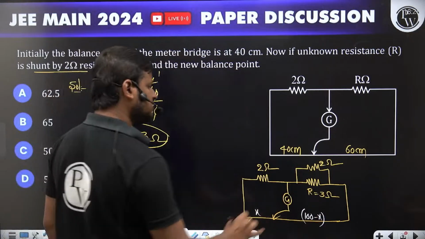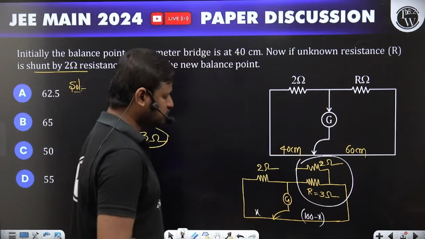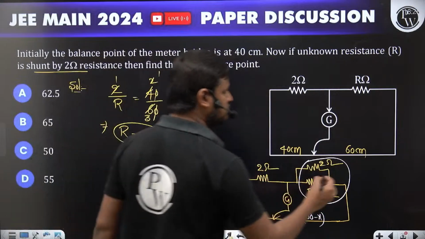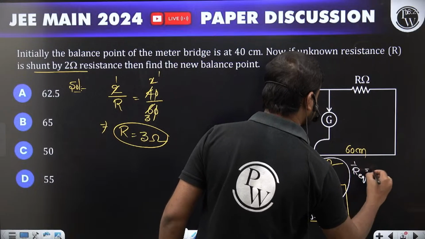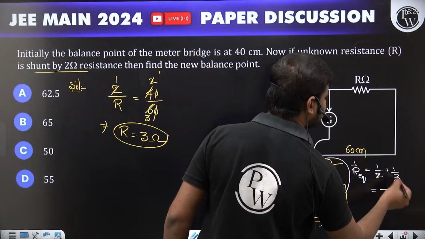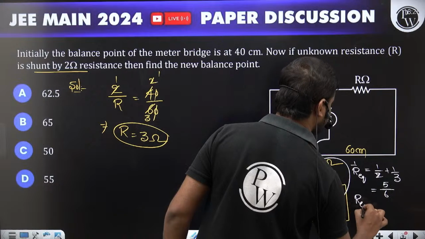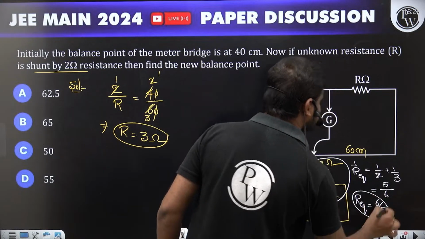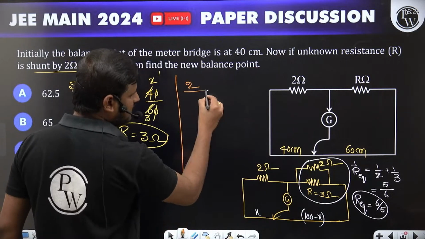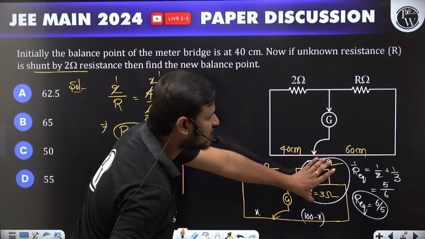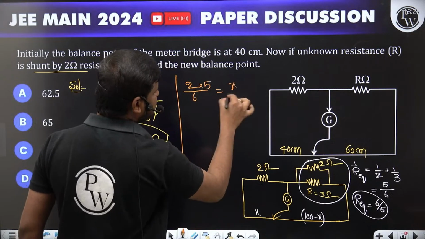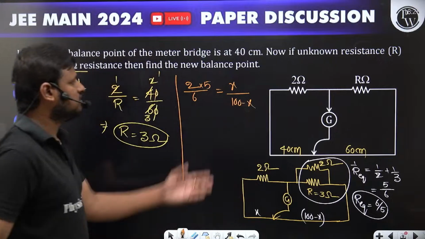Right. So now what is the R equivalent of these two? These two are in parallel combination. So the R equivalent will be equal to 1 by 2 plus 1 by 3, which is 3 plus 2, 5 by 6. So R equivalent will be equal to 6 by 5. Now substitute again, the same process. So 2 by this total resistance, 6 by 5, is equal to x by 100 minus x.